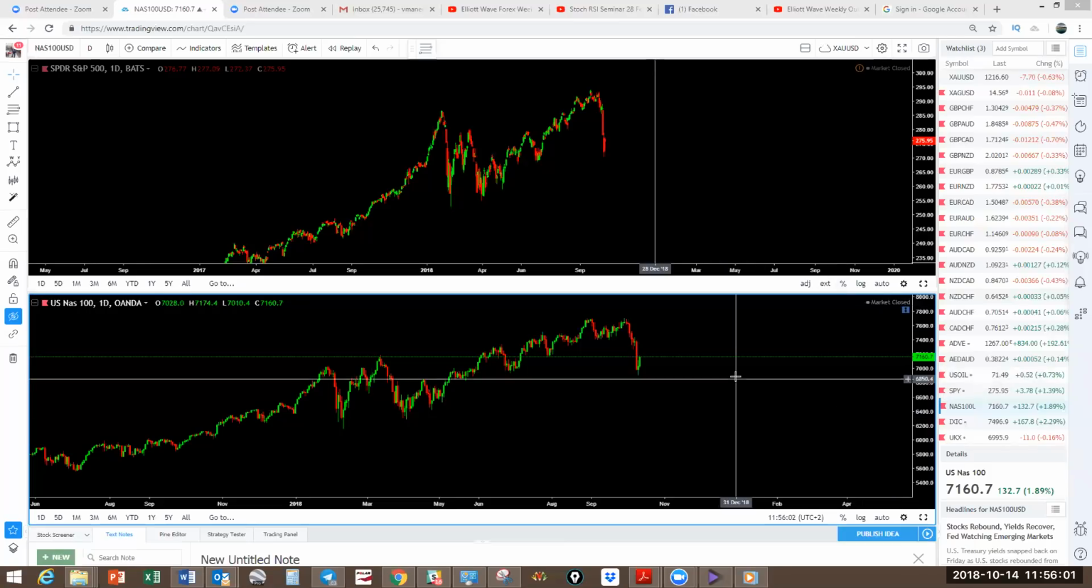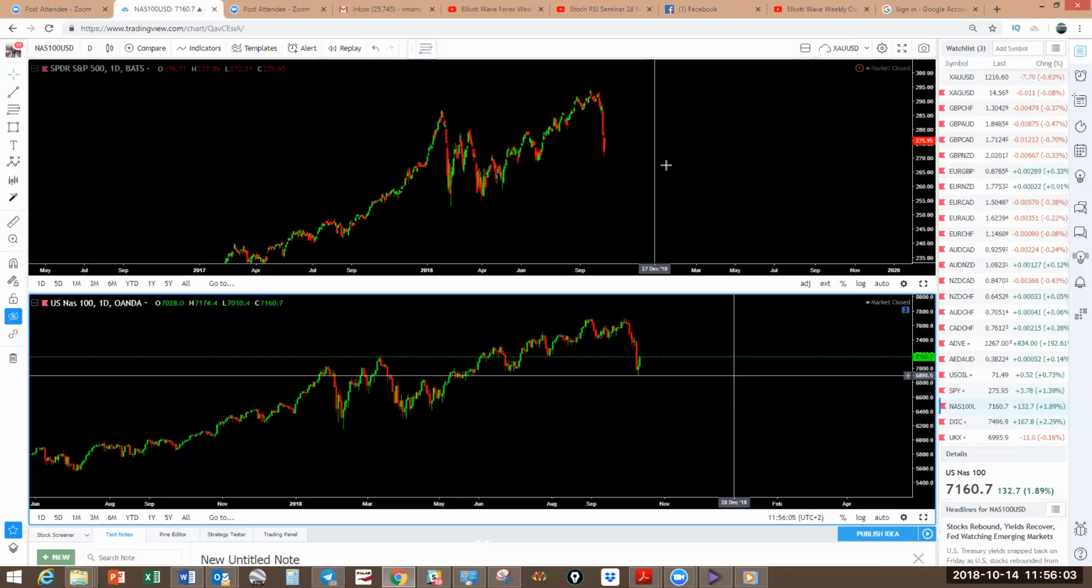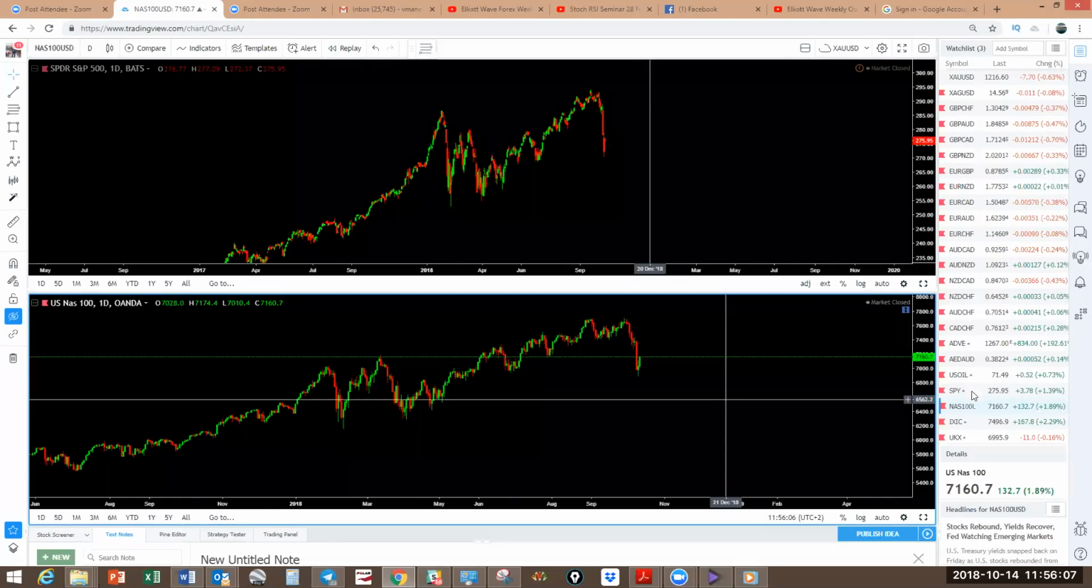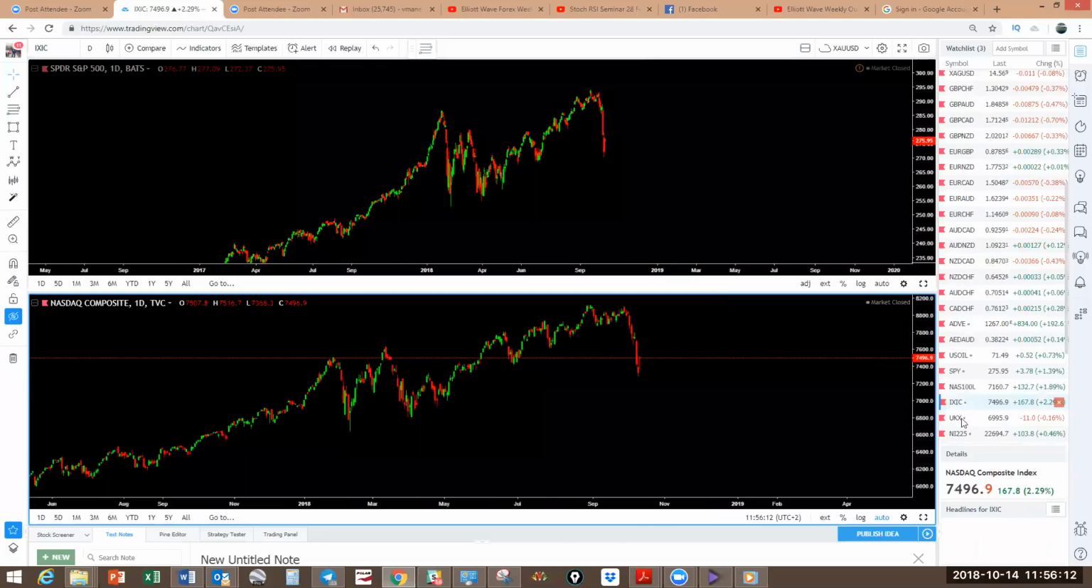That's the S&P 500. So just look at the bottom. That's where I'm going to be changing the chart. I'm going to keep the S&P 500 at the top. Let's look now at the next one, which is the NASDAQ. We've looked at the NASDAQ. Let's look now at the UK 100.